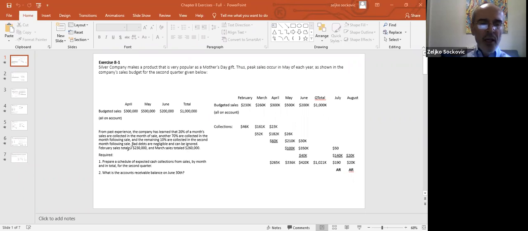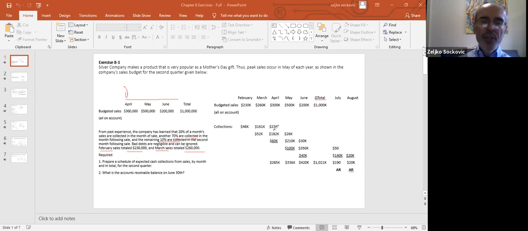So why are we given February of 230 and March of 260 when we are asked for the second quarter, which includes only April, May, and June? Well, because we will collect some amounts in April that are not from April sales. What are we going to collect? We are going to collect 70% of the previous month, which will be March, and we will collect 10% of the month two months before, meaning February.